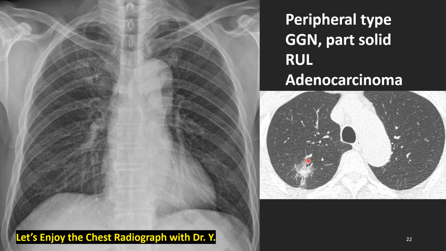What do we see? Yes, ground glass opacity or consolidation. Yes, the anterior portion is pure ground glass opacity and the posterior portion is solid density. So we call this a part solid ground glass nodule. Right upper lobe, posterior segment. This is peripheral type adenocarcinoma.